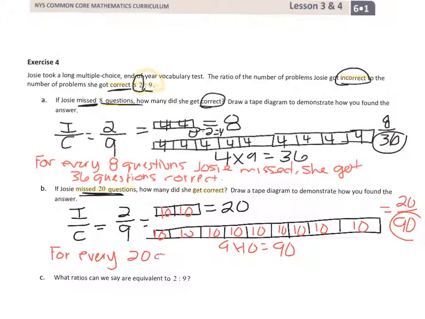20 questions Josie got incorrect, she got 90 correct.